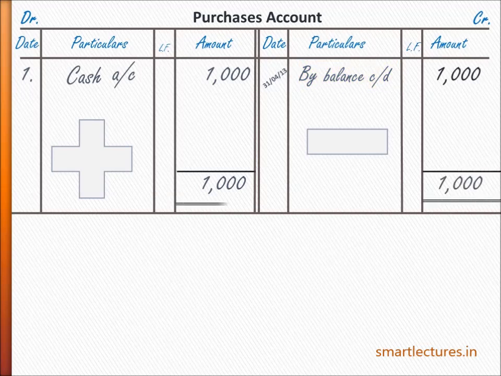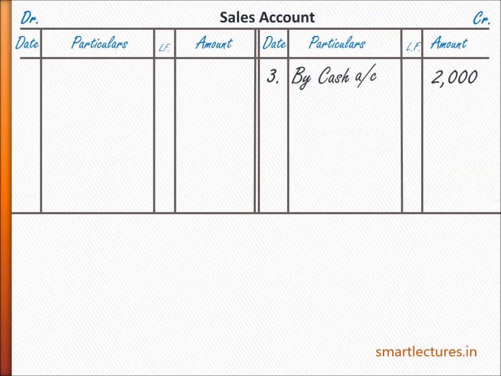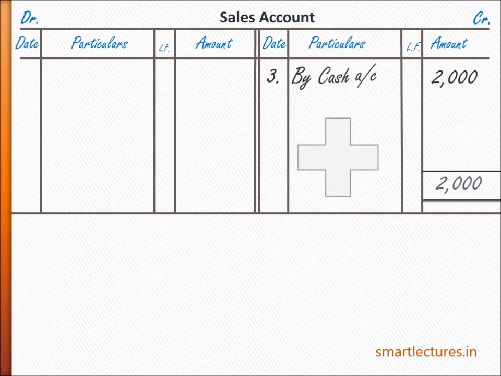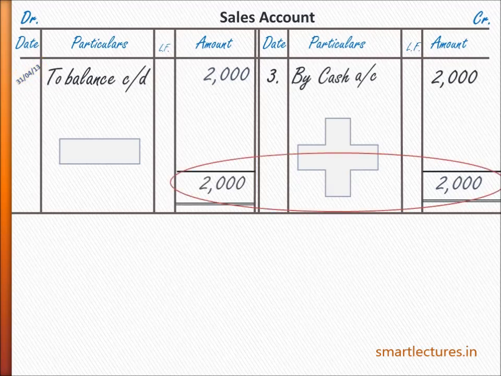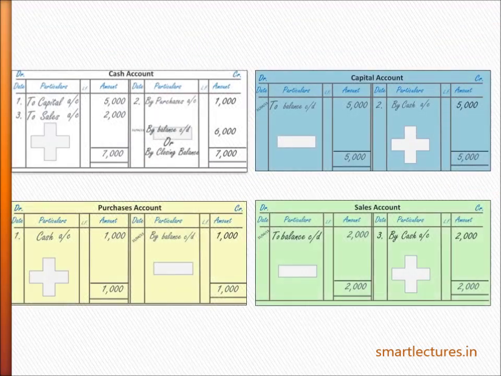Now move to the sales account. On the credit side, it was by cash account 2000, so total 2000 on the credit side, but on the debit side, it's nothing. So you write down from your own side rupees 2000. This is to balance c/d. The date is 31st March 2013. Now the total on both sides rupees 2000. So we have calculated the closing balances of all these 4 ledgers.